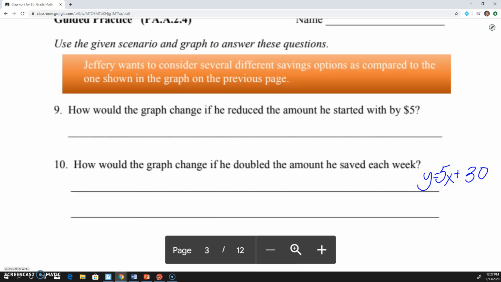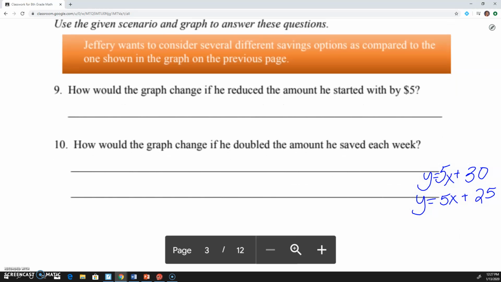Okay, number 9. How would the graph change if he reduced his starting point by $5? How would the graph change? It would start higher or start lower? Start lower. And then number 10, what about if he doubled the amount of money he saved a week? How would the graph change? It'd be steeper. 10 is bigger than 5, right? So it would be steeper.